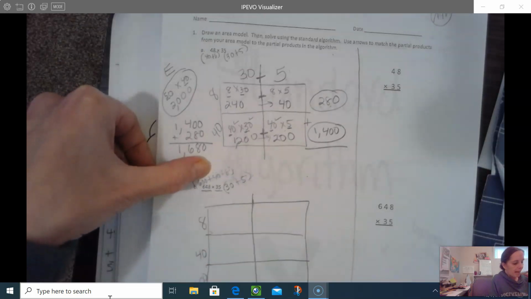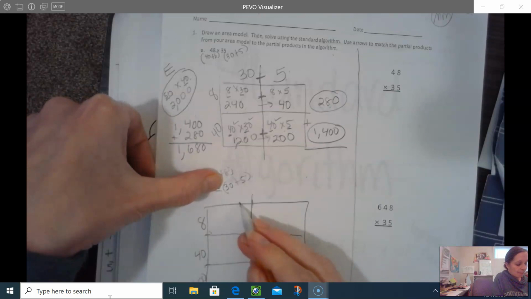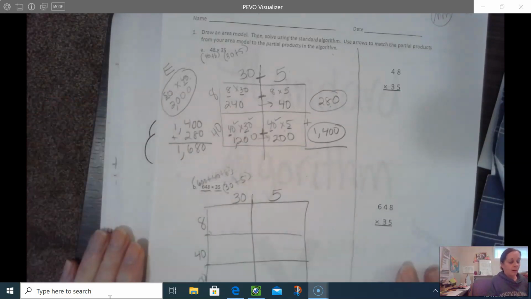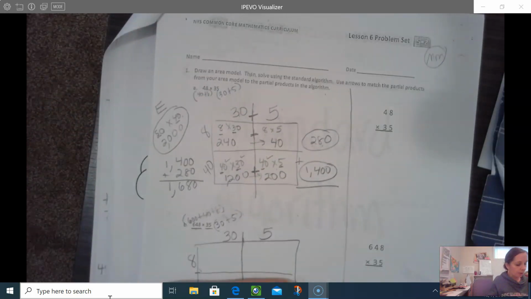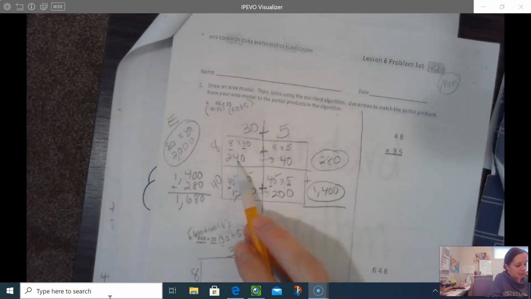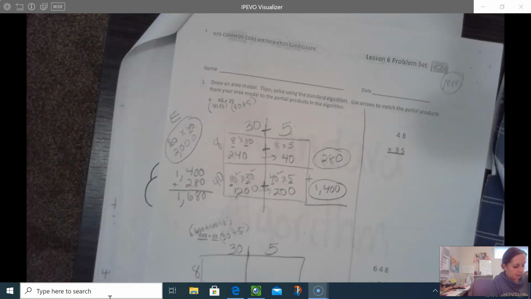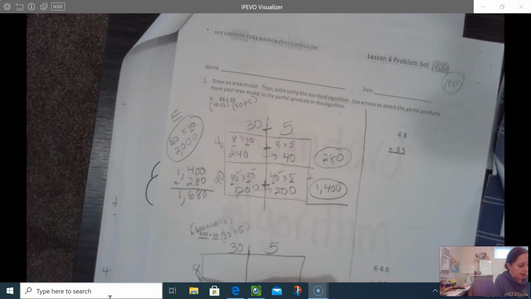And then now at the top, I have the 30, and then the 5. Now I'd like you to pause the video, and I would like you to get each of these little mini problems set up. So we'll do the first one together, and then I'll have you pause the video and you'll do the last two on your own. So remember, this means 8 times the 30. This one is 8 times 5.